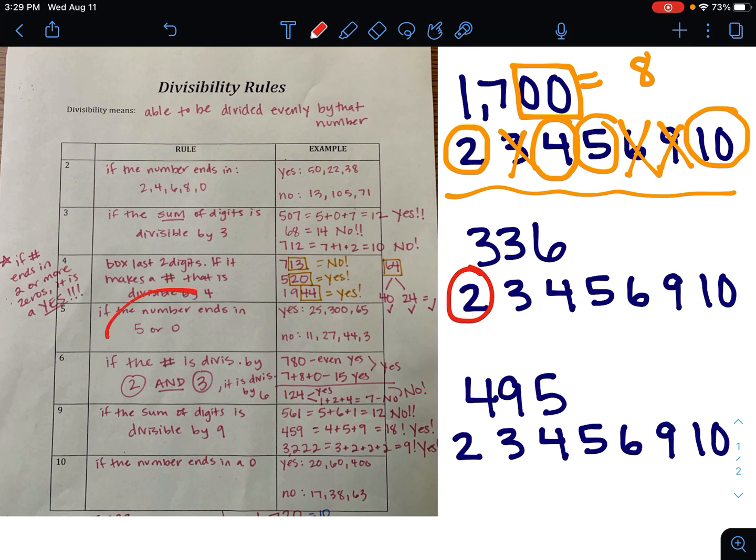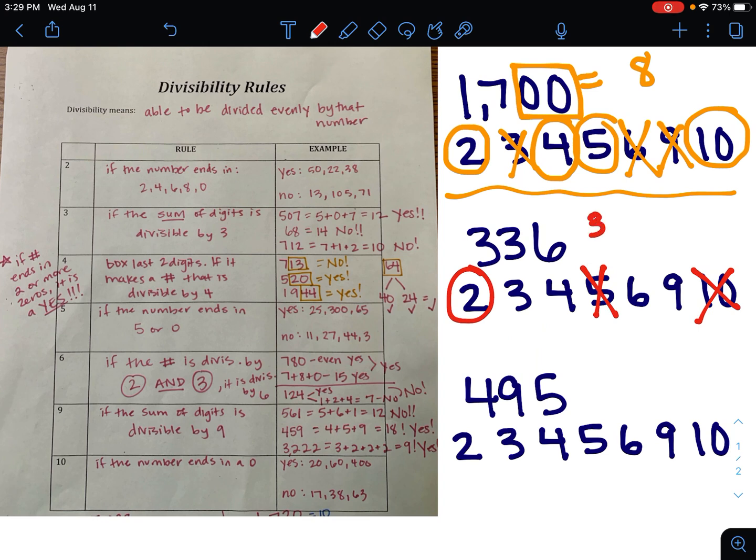5 and 10 are also about what they end in. Does it end in 5 or 0? Nope. Does it end in 0? No. That means we can cross off the 5 and we can cross off the 10. Remember that 3 and 9 are both about the sum of the digits, so we can't do anything until we know what the sum is.